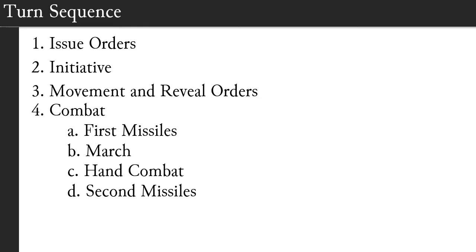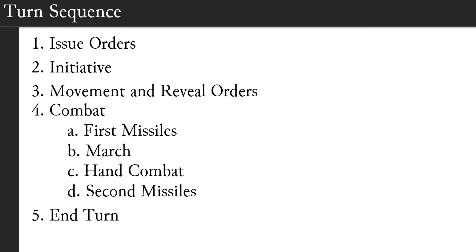The last part of combat is the second missiles phase. Second missiles is reserved for units that have the slowest firing weapons, and that's why they go last.